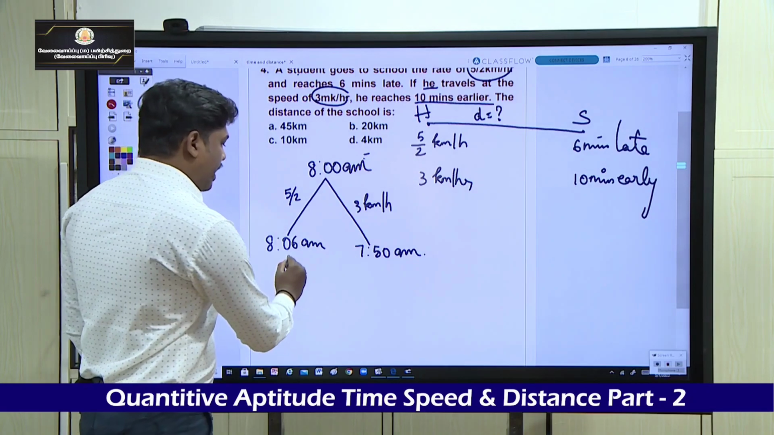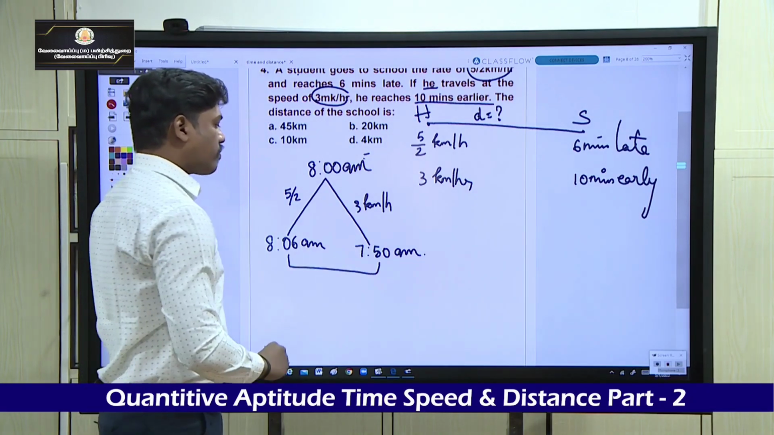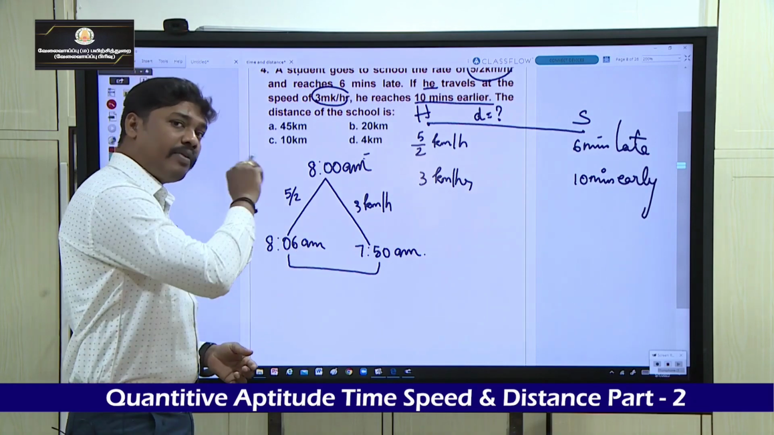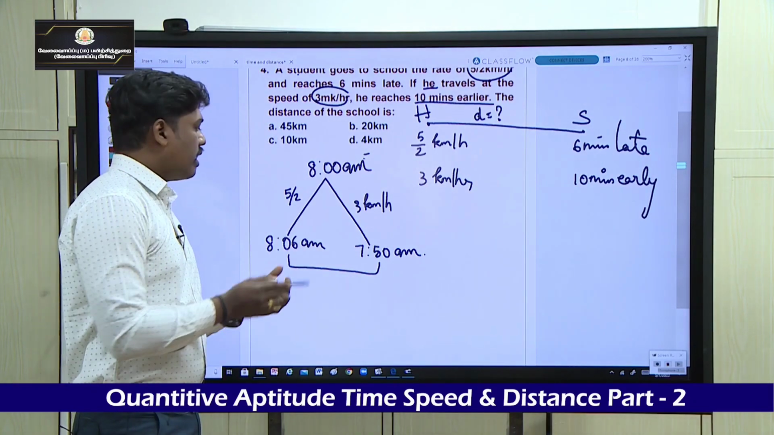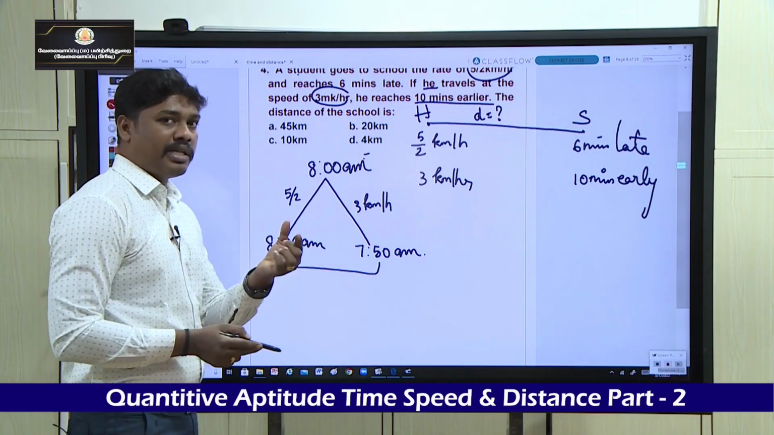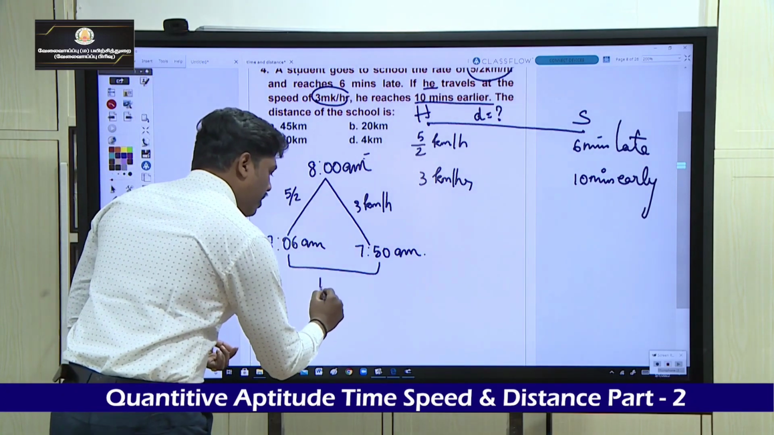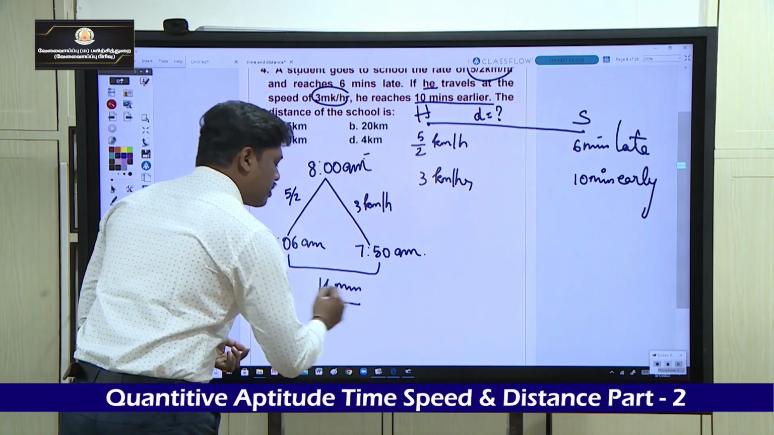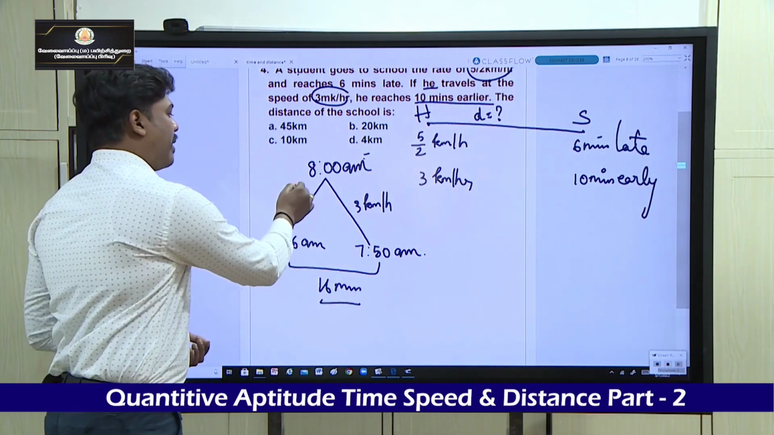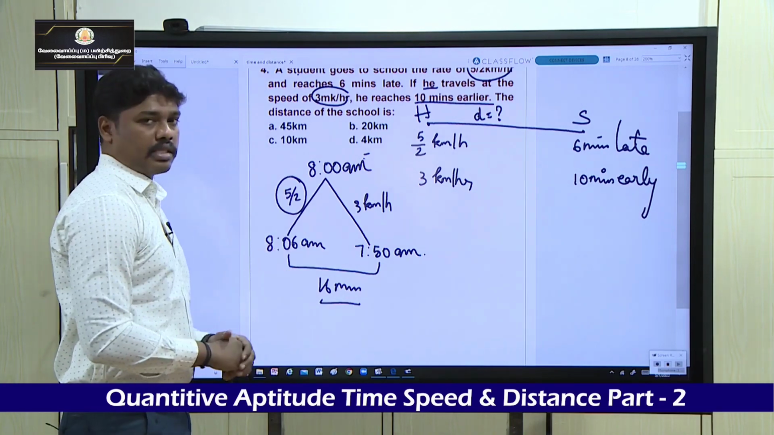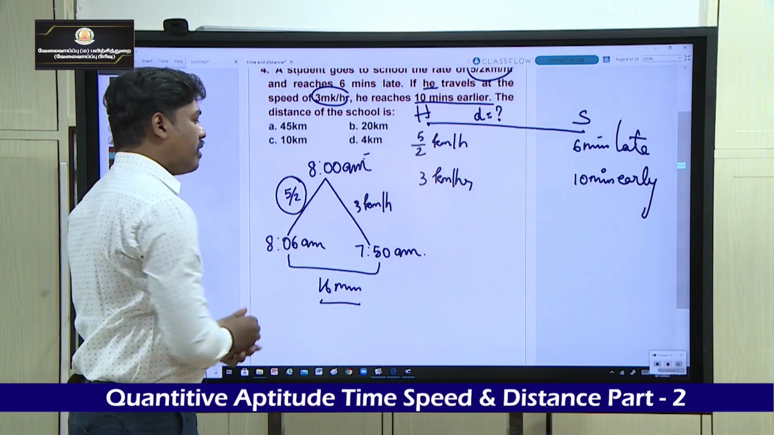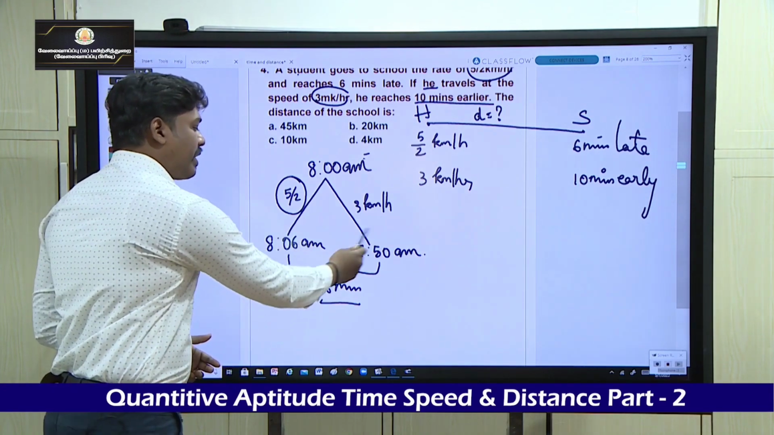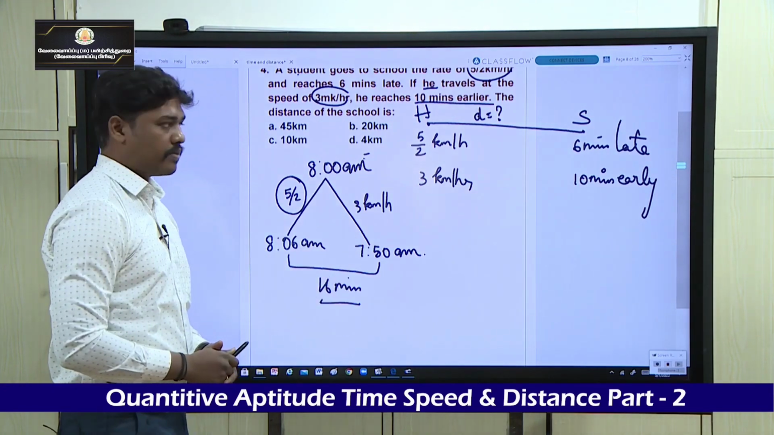So, look at the time difference here. How much difference are we getting here? 7:50 to 8, 10 minutes. 8 to 8:06, 6 minutes. So, 10 plus 6, you will have 16 minutes, that is the difference. If it is going at 5/2, it reaches at 8:06. If it is going at 3 km per hour, it reaches at 7:50. So, the difference between timing is 16 minutes.